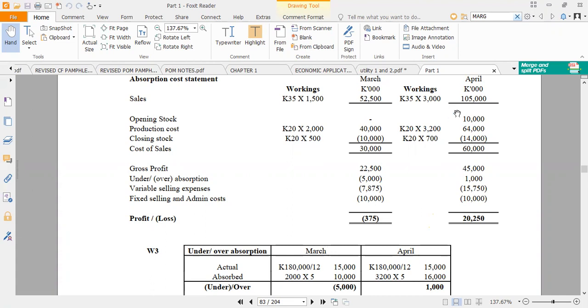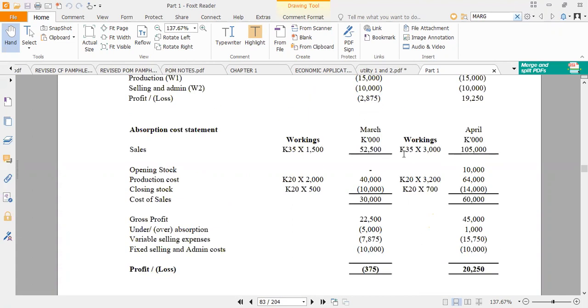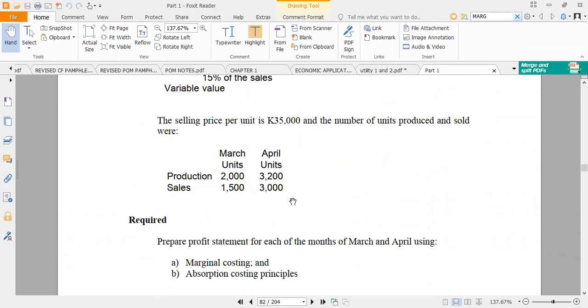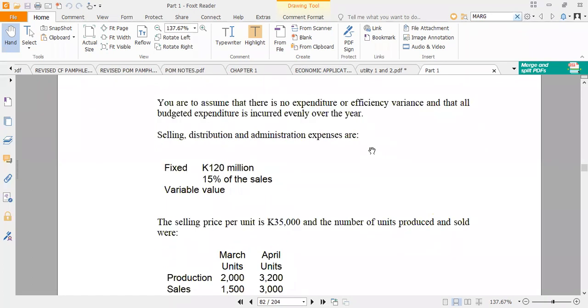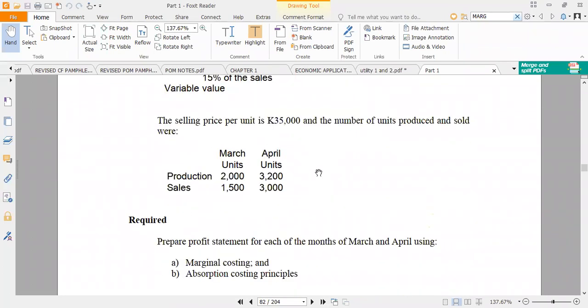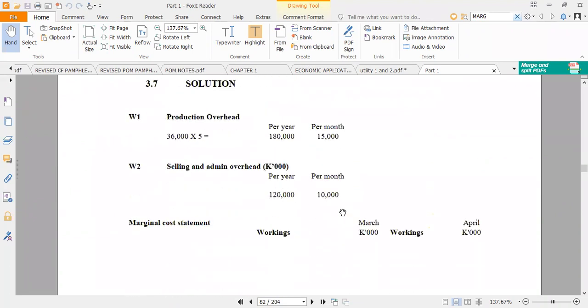Okay. So now getting down to absorption costing for the month of April, as we go back, we sold 3,000 units and we produced 3,200, meaning that for this one, there was over absorption of 200. The budgeted units was 36,000 units divided by 12, which was 3,000 units, and the actual production was 3,200. So there was over absorption of 200.